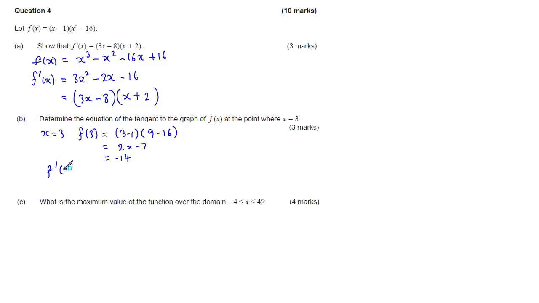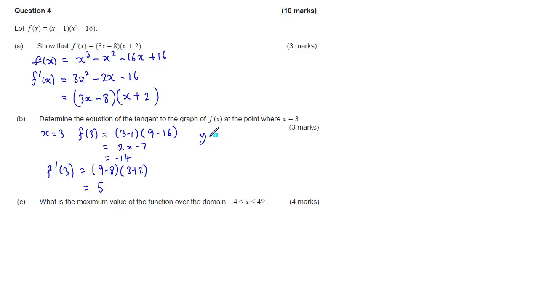F dashed of 3 will give us the gradient. So that's going to be (9 take 8) and then (3 plus 2). So that's 1 times 5, which is 5.